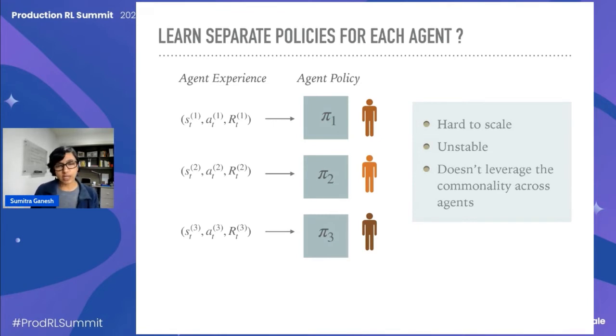And we could do this by using each agent's experience, that is the stream of states, actions, and rewards, or observations, actions, and rewards it sees, to update its policy. The issue with this is that it is hard to scale as the number of agents increases. It is also unstable in its learning dynamics. And importantly, it doesn't really leverage any of the commonality across agents. So just because one market maker places a slightly higher weight on the risk term in the reward function doesn't mean that its policy is entirely different from that of other market makers.